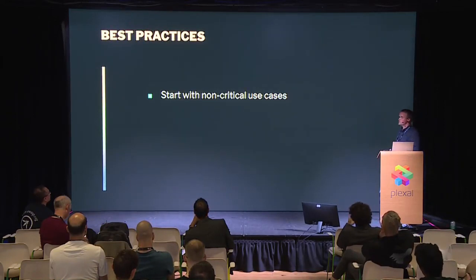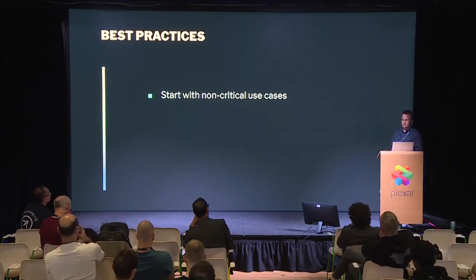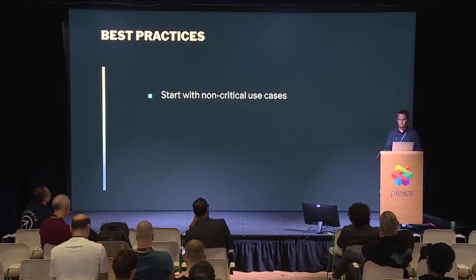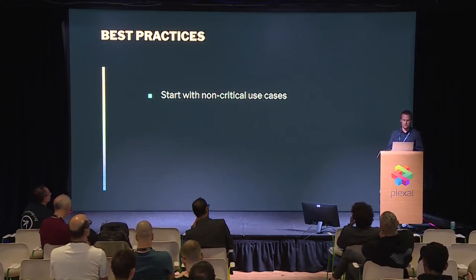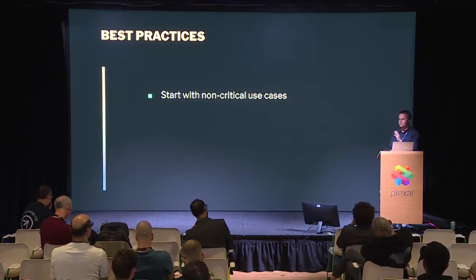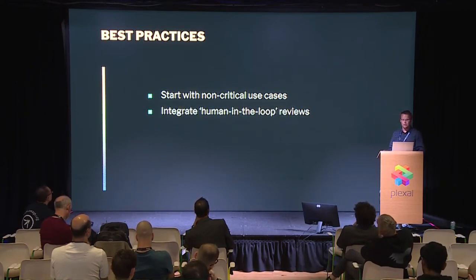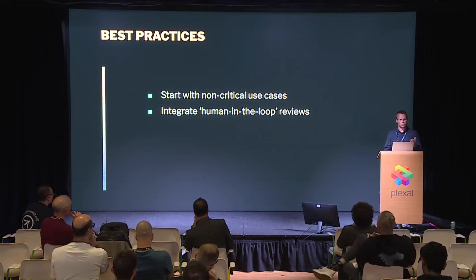So when you come to implementing those use cases, I definitely say, again, start with the non-critical ones. Start small, don't use anything critical. Less sensitive data, or certainly non-sensitive data, would be ideal. We definitely want human-in-the-loop reviews. We've talked about this already.